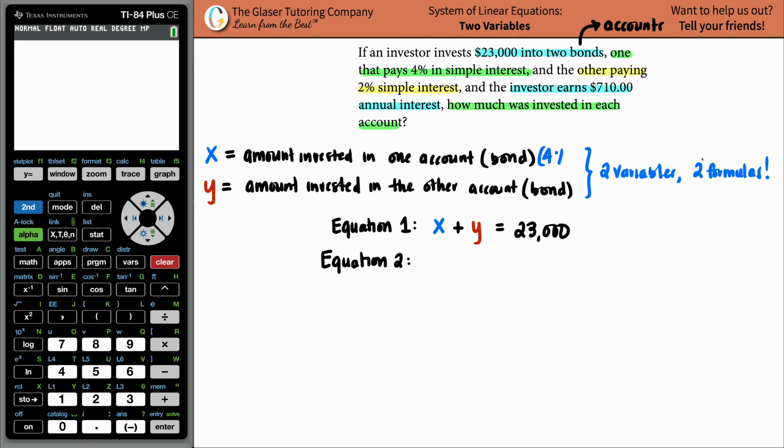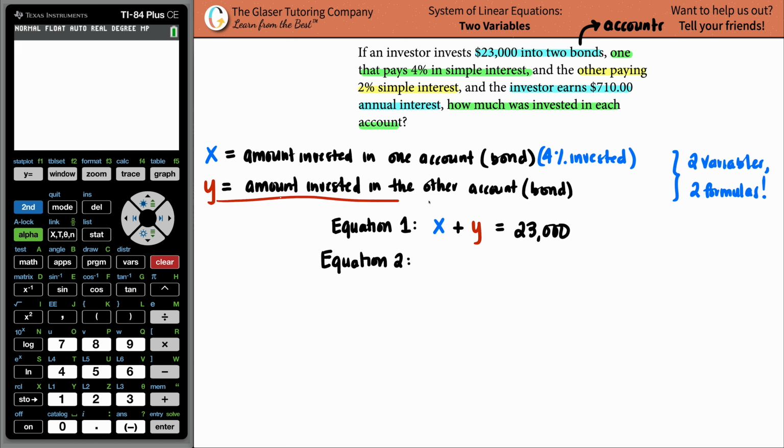So maybe, hold on, let's just move this a little bit. Two variables, two formulas, it's the same exact thing. Got to make it pretty because Christina is doing the video. If you've been with me for a little bit of time, you know that colors are king and everything has to be pretty. Okay. The other one is 2% interest. I'm going to denote that as the Y guy. So this is the amount invested in the other account, and this one is getting the 2% interest.